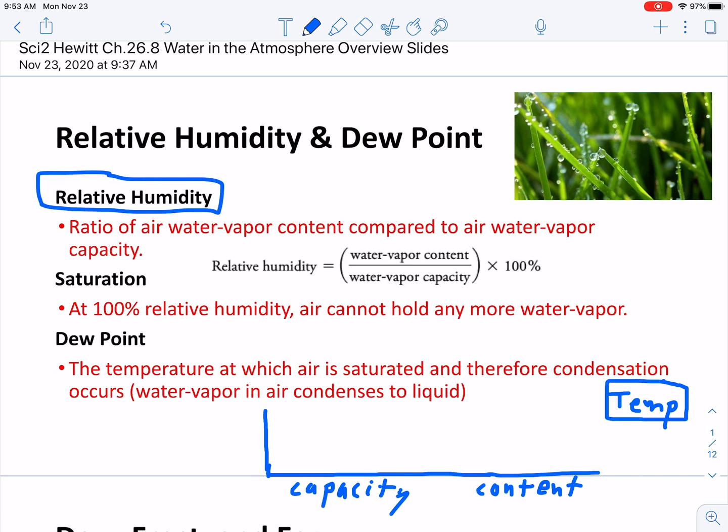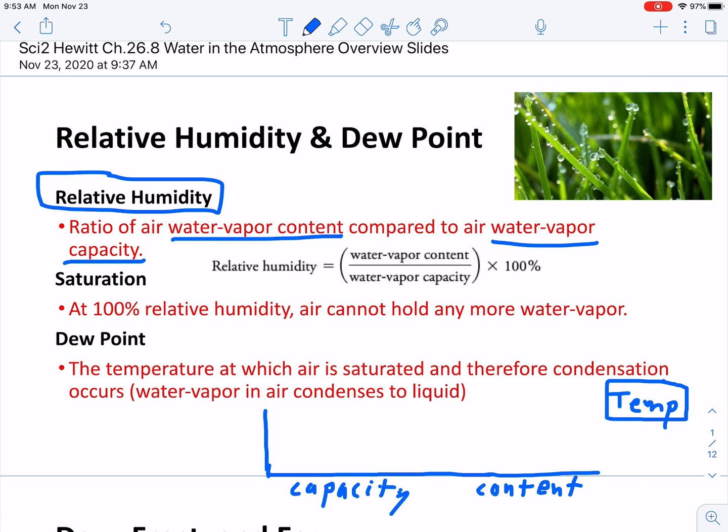It gets that title relative because it is actually a ratio. It's just a comparison between what is called the water vapor content of air, so how much water vapor is actually present in the air around us, versus the water vapor capacity, which is how much the air could theoretically hold at a certain temperature.